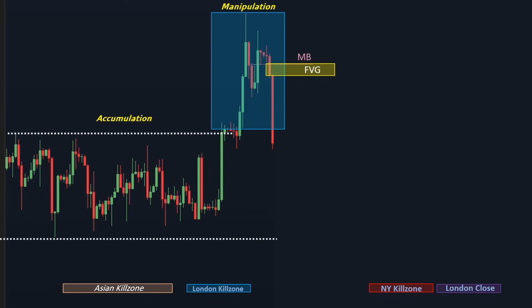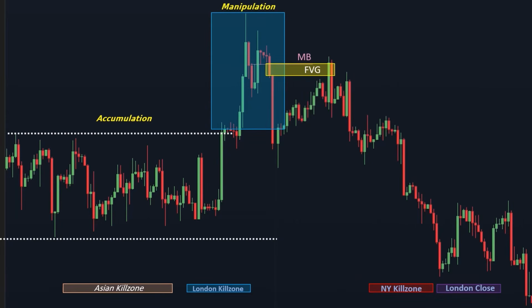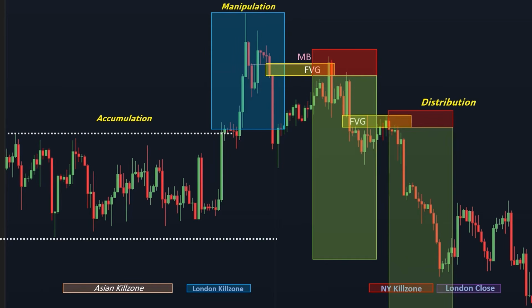a short position. Why? Price completed the accumulation phase in the Asian kill zone. It completed the manipulation phase just before or during the London session. It formed PD arrays, the mitigation block and FVG, inside the kill zone. The trade setup aligns below the New York midnight price, which is a critical entry criteria. And most importantly, it all happens within the kill zone, where the probability of success is significantly higher.